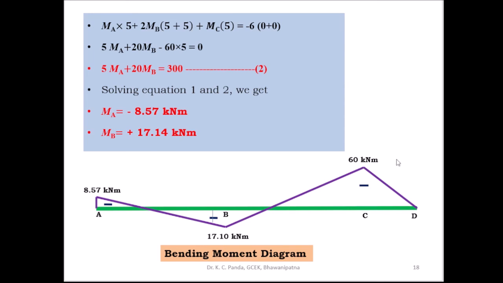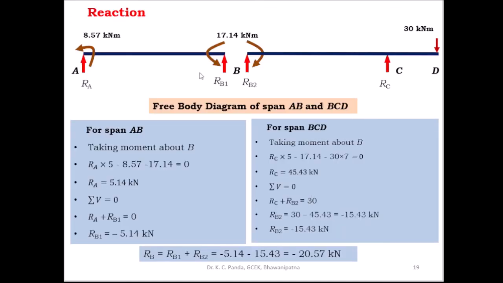This is the final bending moment diagram. This is 60 kilonewton meter at C, and the moment at B is 17.14 kilonewton meter positive, and the moment at A is 8.57 kilonewton meter negative. This is the bending moment diagram. Then find out the reaction.